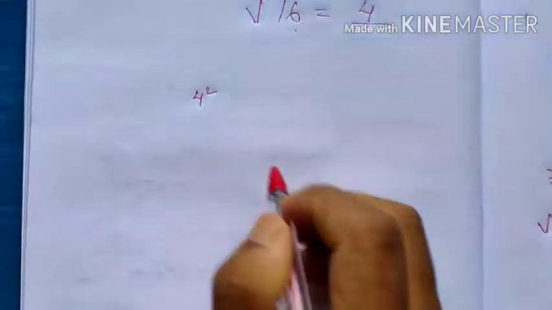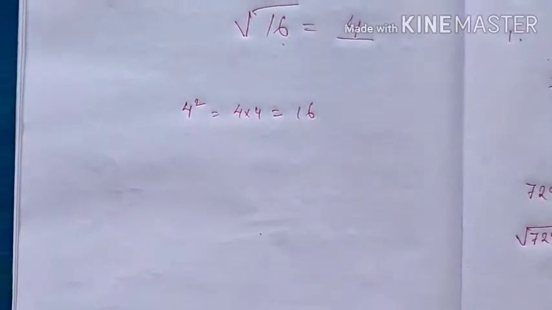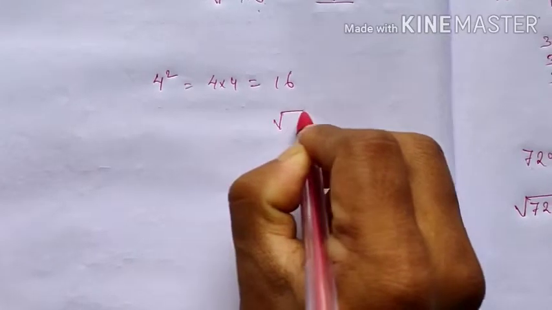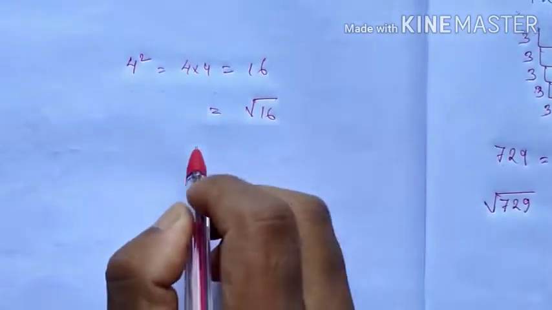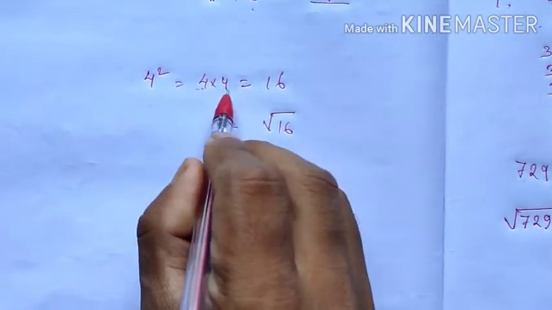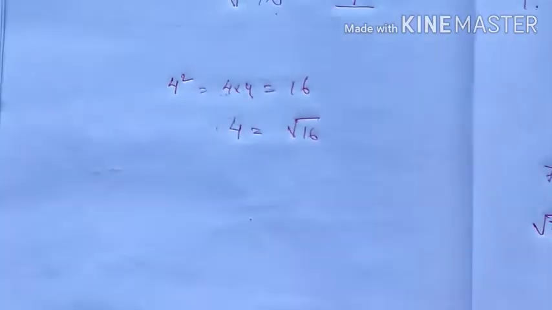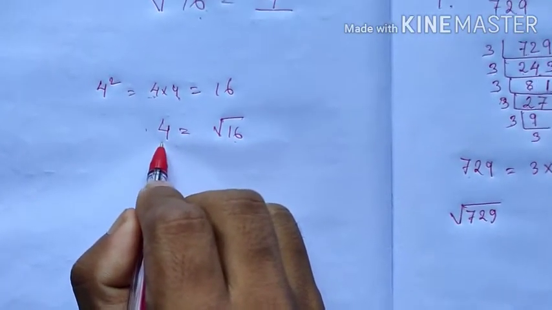4 square. What is 4 square? 4 square means how much? 4 into 4, right? And what is the answer? It is 16. Now when I give a square root to this 16, what will be the answer? See, there were two 4s, but when I give the square root, how many 4s will come here? Only one 4 will come here. So the square root of 16 will give me the answer 4.